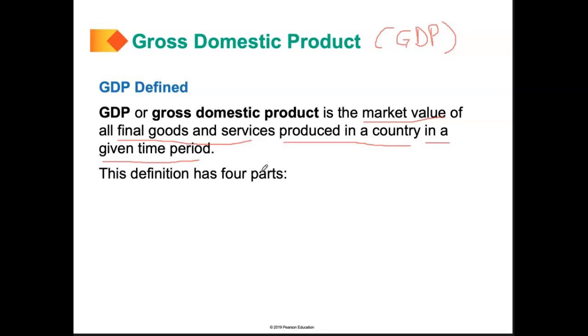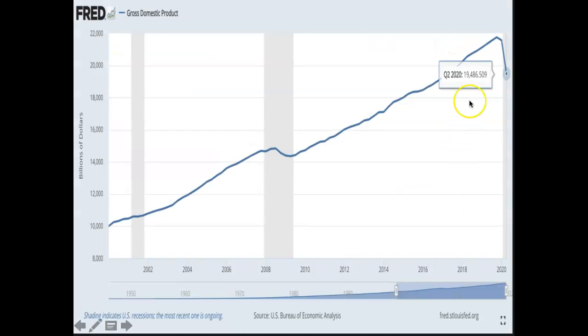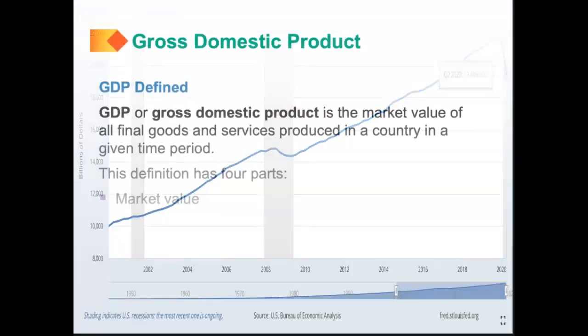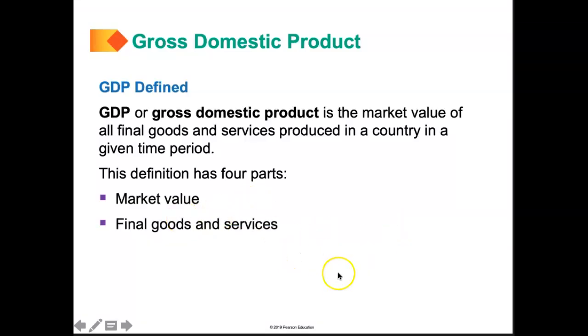So this definition has four main parts. The first part is the market value. We need to find out what really is market value. Remember, I said GDP is roughly $19 trillion, right? So GDP is actually quoted in dollars, or in numbers. So that has something to do with the market value. So what really is the market value?